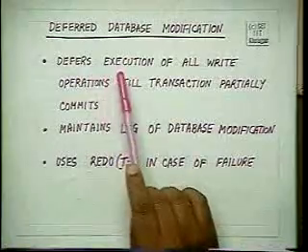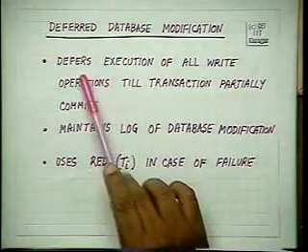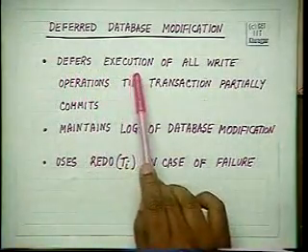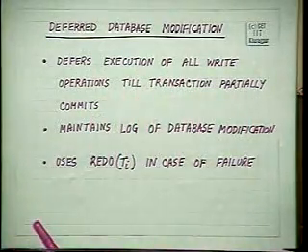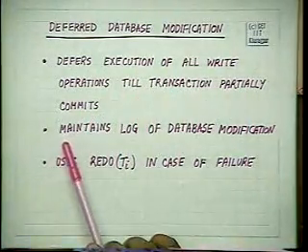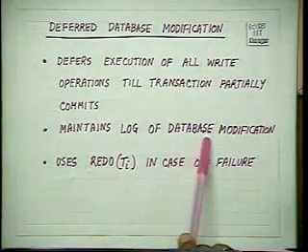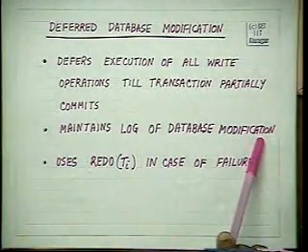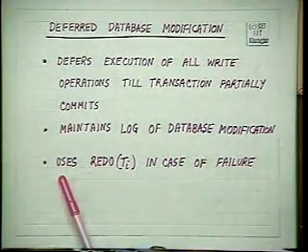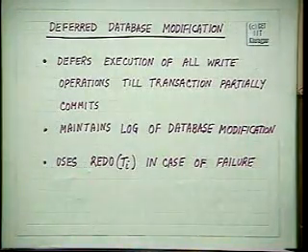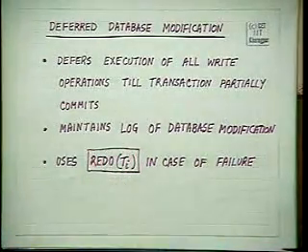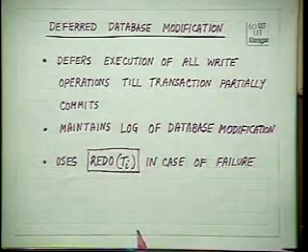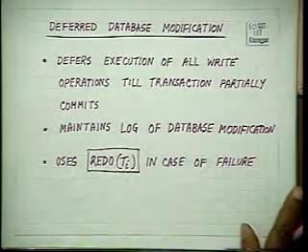So a deferred database modification technique defers the execution of all write operations till the transaction partially commits, and obviously it maintains a log of database modifications, and it uses a function called the redo function in case of a failure. We will now see each of these steps in detail.